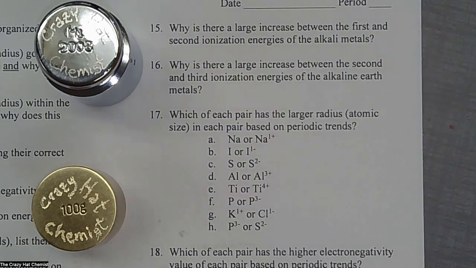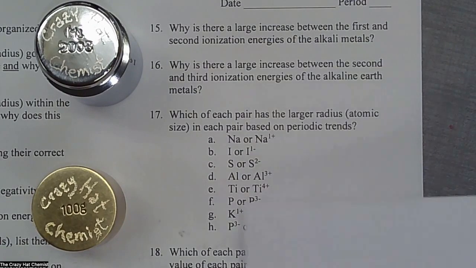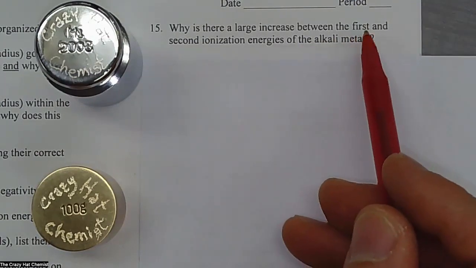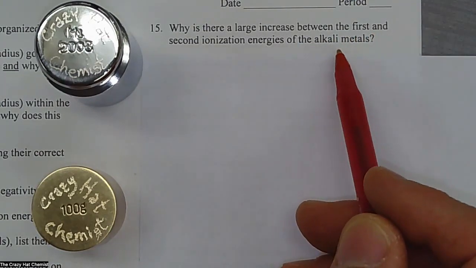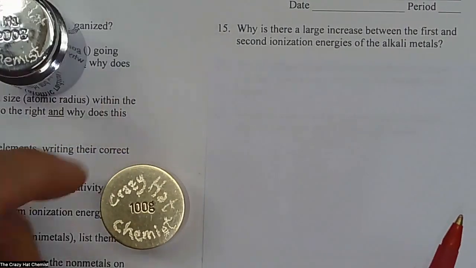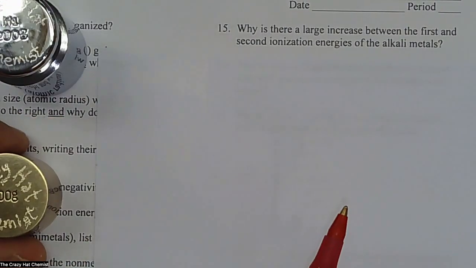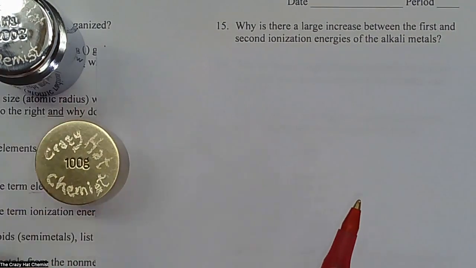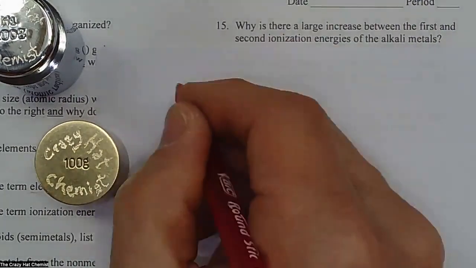Okay. But what we're really looking to do is answer this question here. Why is there a large increase between the first and second ionization energies of the alkali metals? Okay, and so in order to answer this, we're going to write out a little bit of a long response here so that you can fully understand what is going on. Okay, so the alkali metals only have one valence electron. So let's see if we can write that down.